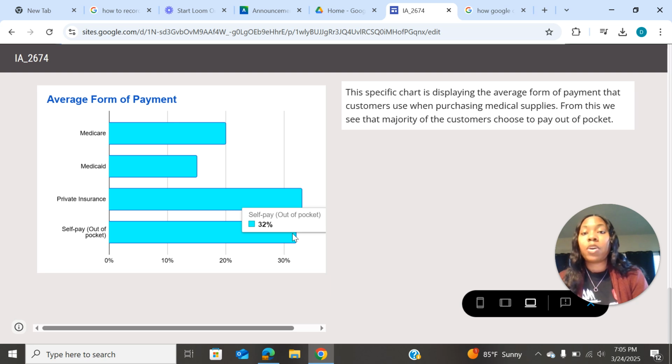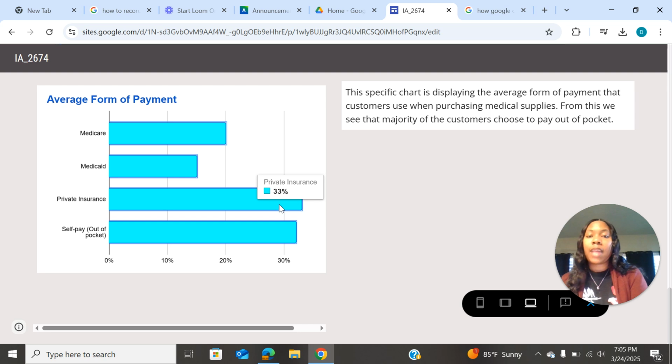So I have to go back on what I said. Majority of the customers do not choose self-pay. They actually have a private insurance that is paying, because we have that at 33%, while self-pay is at 32%. When we look here at Medicaid, that is at 15%, while Medicare is at 20%.